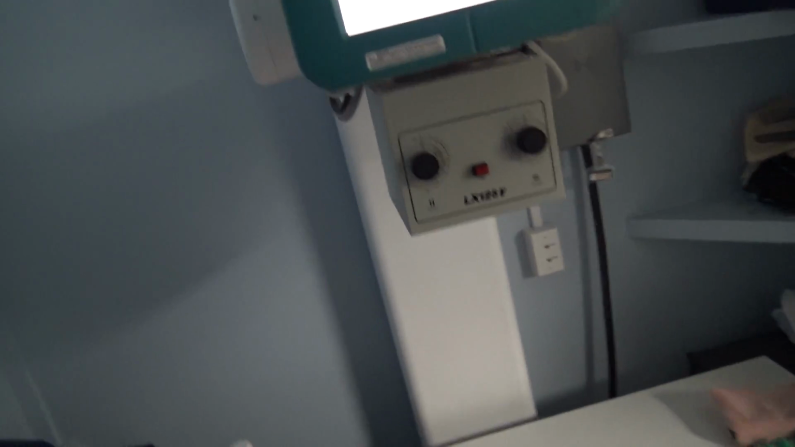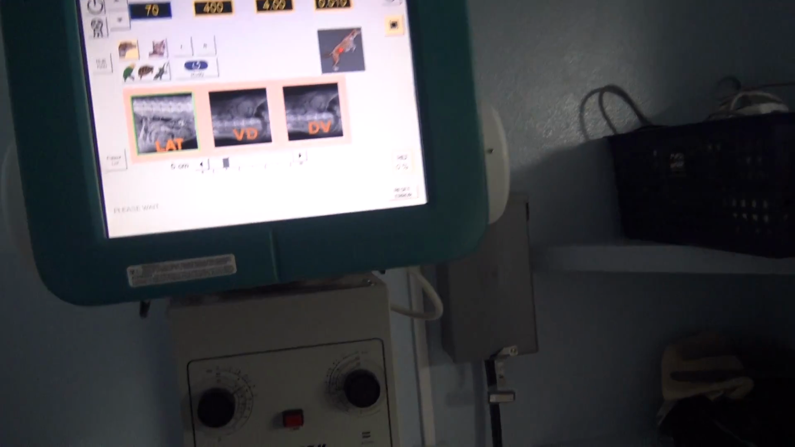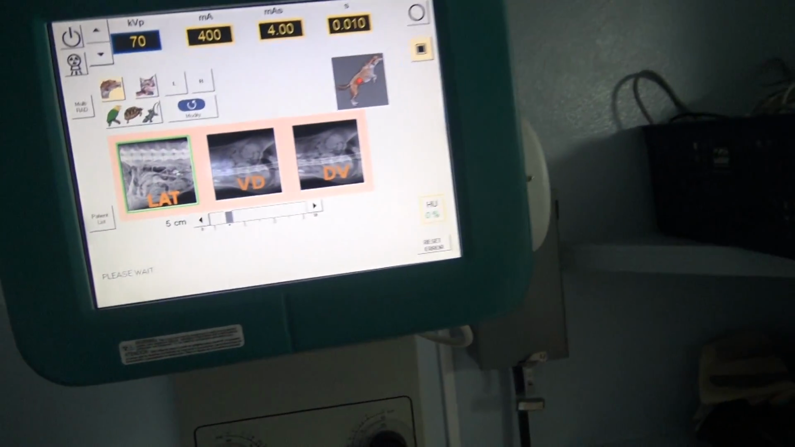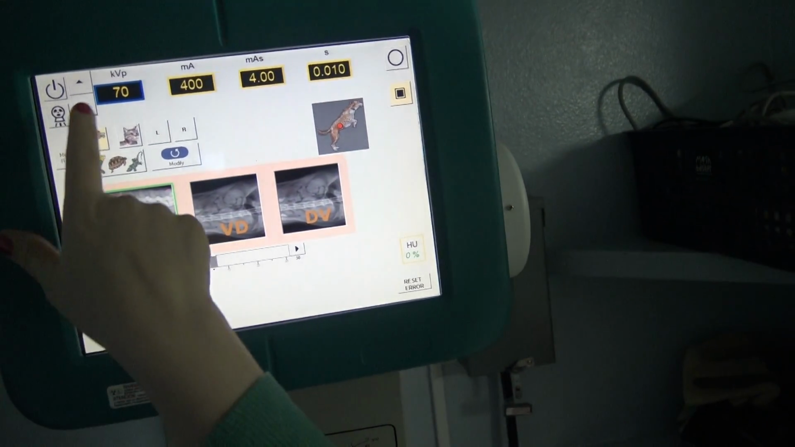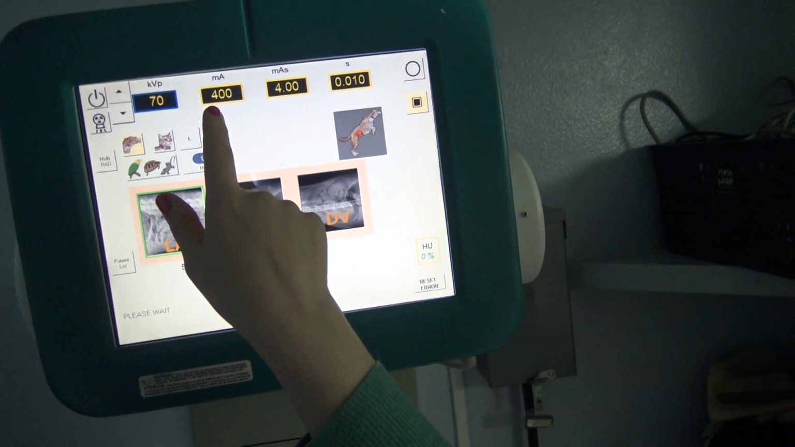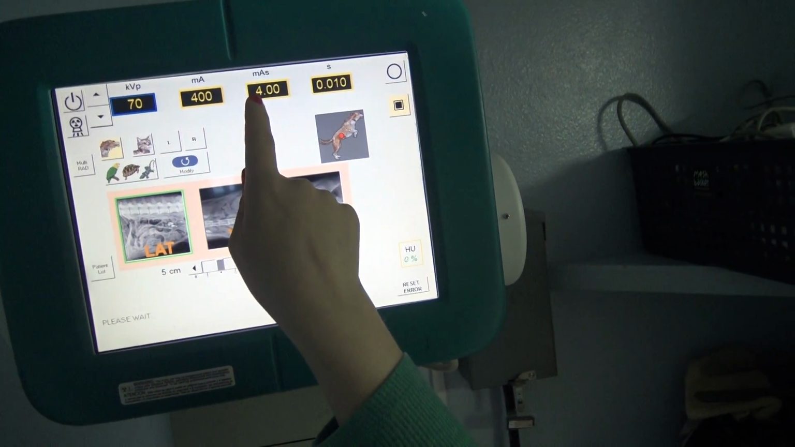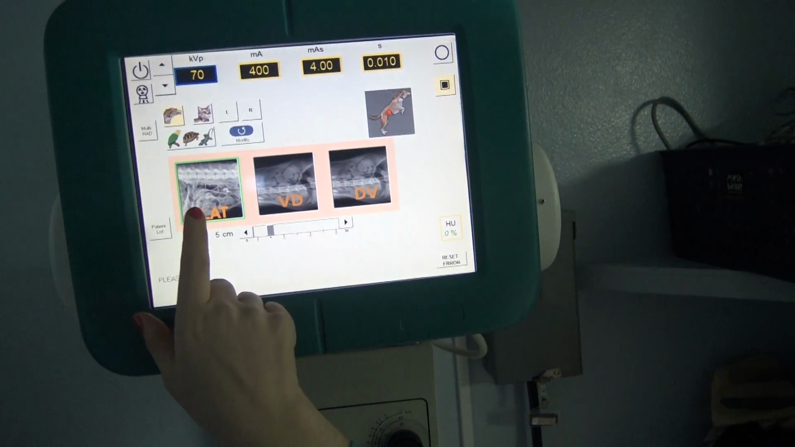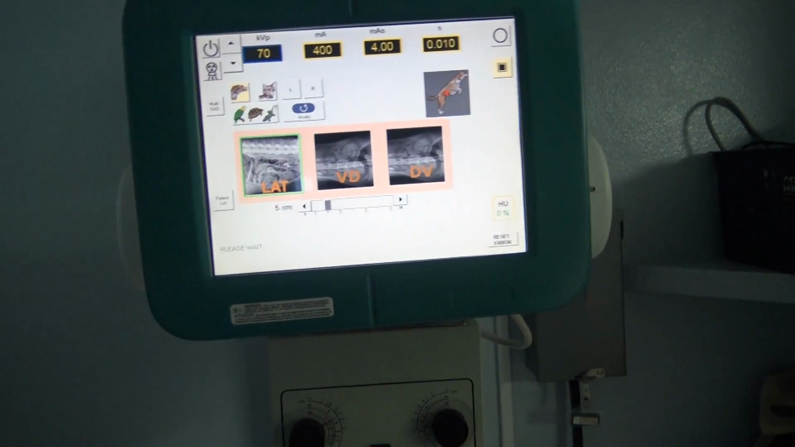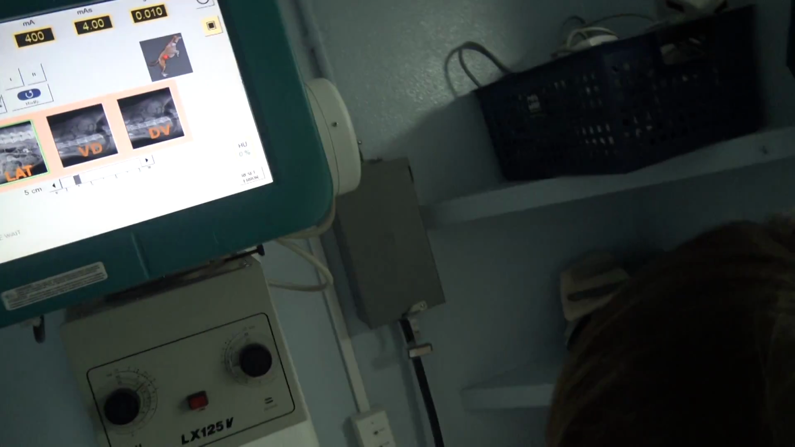It's kind of hard to see. My kVp is at 70. My mA is at 400, which makes my mAs at 4. I'm in my lateral dog abdomen, and I have set it to 5 centimeters.